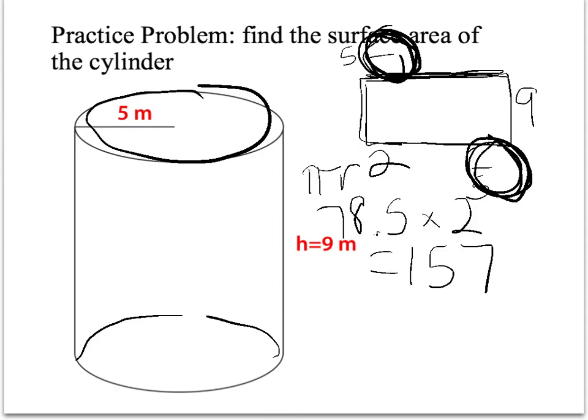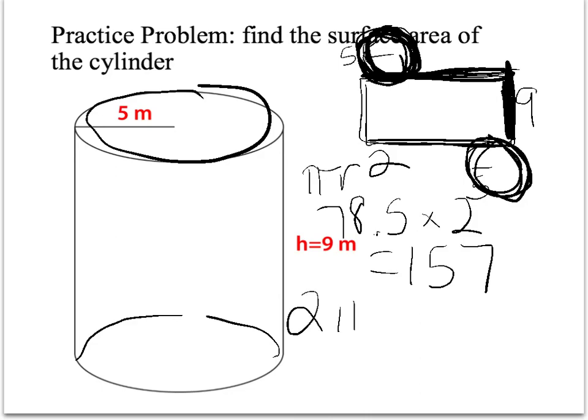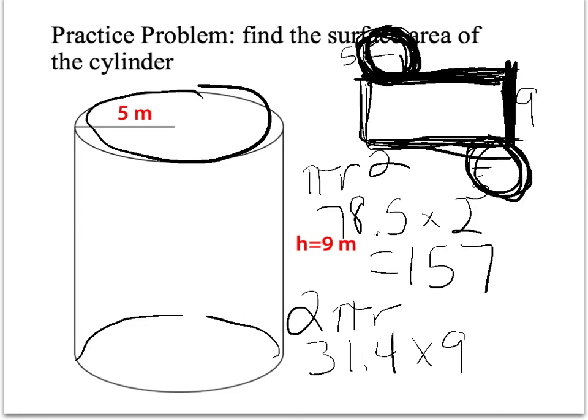Now I need to find what the area of this thing is. I know the height is 9. I don't know the width. So I have to find its circumference because the circumference is equal to that length, because that's going to wrap around the cylinder. What is the formula for circumference? 2 pi r. The radius is 5. I'm going to multiply that by 2 is 10 times 3.14 is 31.4. I've got to multiply that by 9 to find the area of this rectangle, pardon me.